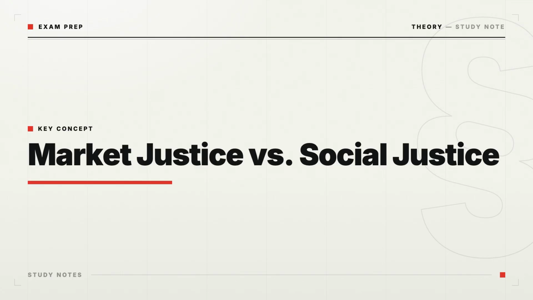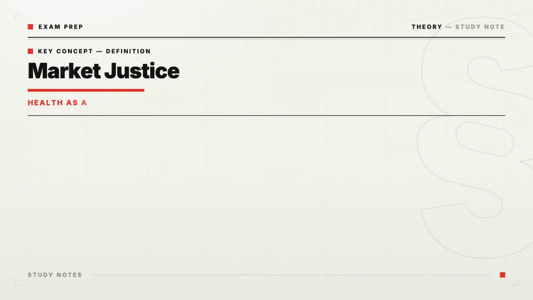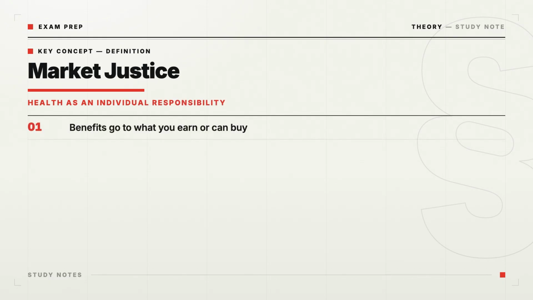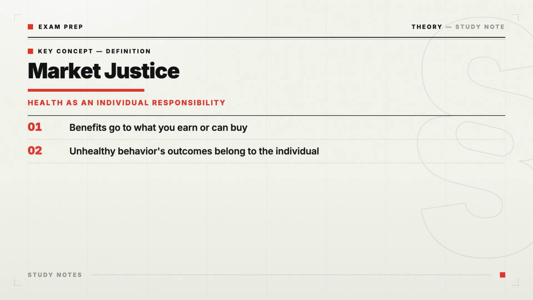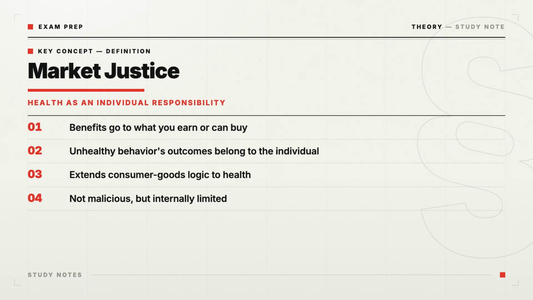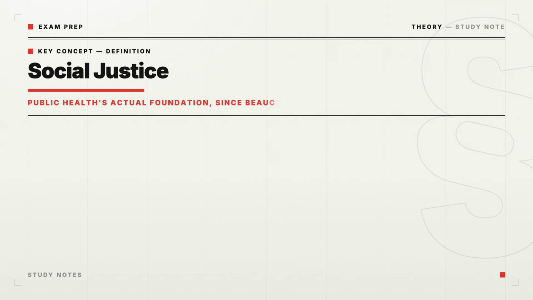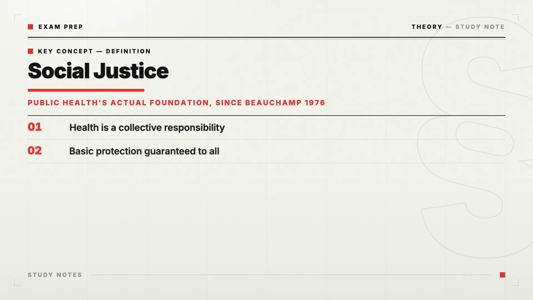A county commissioner argues that people who made unhealthy choices should bear the consequences alone. That view has a name, and public health explicitly rejects it in favor of its opposite. Market justice holds that health is an individual responsibility, and that benefits are distributed by what each person earns, deserves, or can purchase. Under this view, unhealthy behavior and inability to pay both produce outcomes that belong to the individual alone. Social justice holds the opposite. Society is obligated to assure the conditions for health, with particular attention to those least able to secure them alone.